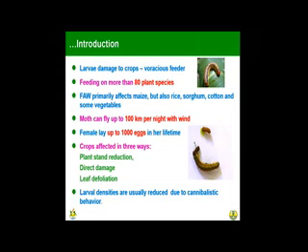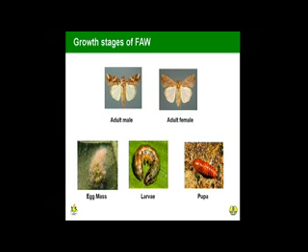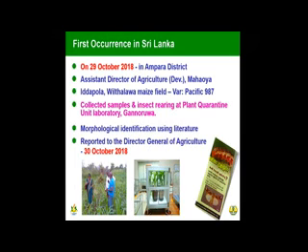Similar to other Lepidoptera, it has an adult male and female, egg, larvae, and pupae. Let me first describe the first occurrence of fall armyworm in Sri Lanka. In 2018, the Assistant Director of Agriculture, Mahaweli, phoned the Plant Protection Service, Gannoruwa, and informed about an unknown pest. Actually he knew a little about this because during our agricultural promotion week, we had included this leaflet.